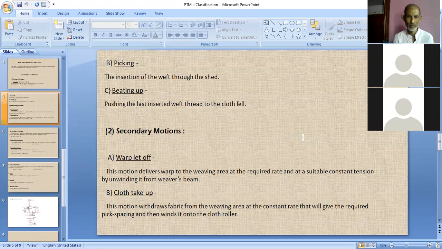Beating up, which is the third primary motion, is pushing the last inserted weft thread to the fell of the cloth. The last pick inserted between the two layers of warp is pushed, beaten up to the fell of the cloth. That is the function of the beating up mechanism, which is the third primary motion of the loom. So we have taken an introduction to the motions of the loom. First, primary motions, these 3: shedding, picking, and beating up.